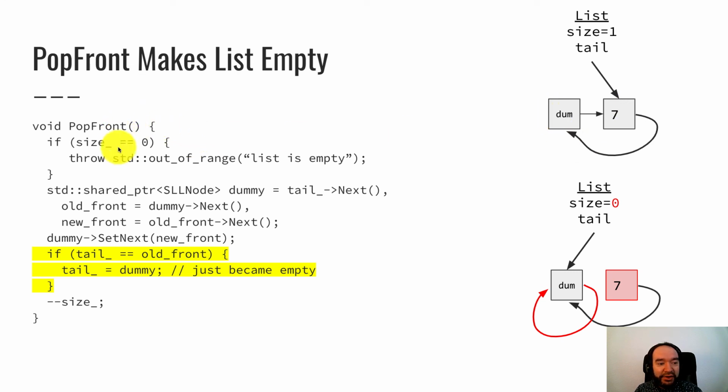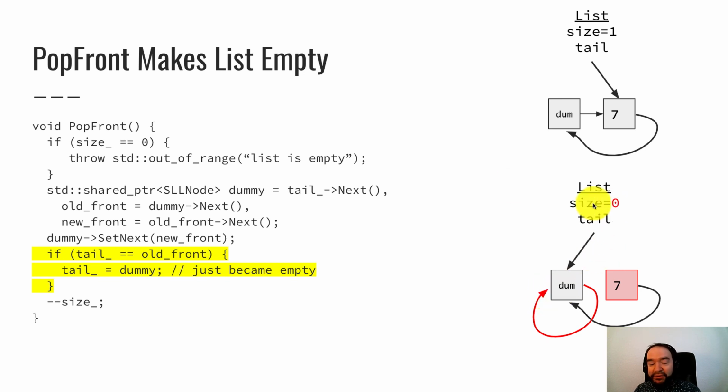So if we go through the code here, the exception check doesn't happen. We set up the dummy node. Old front would be the 7 node. New front would be old front's next, so new front is also pointing at dummy. And then dummy set your next to new front, so dummy changes its next to itself. That makes dummy's next pointer a circular pointer that's just linking dummy to itself, which is correct.